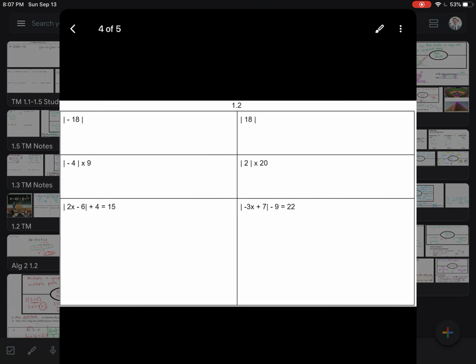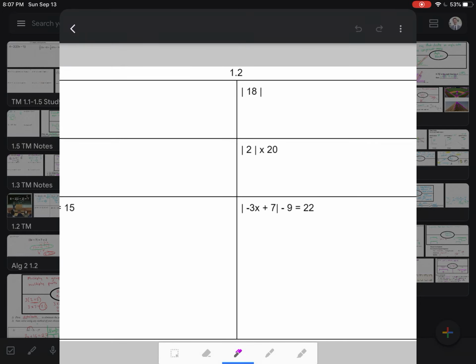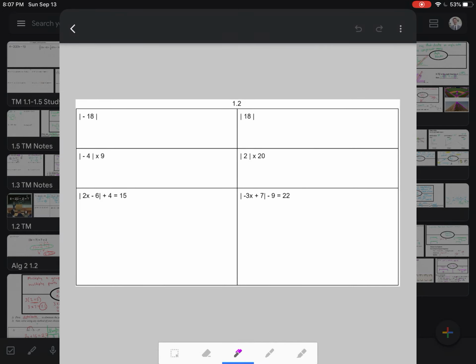Going on to 1.2, absolute value, some fun ones here. The absolute value is just our distance from 0, and that is expressed as a positive, always. So always, always, always positive. I can't spell from today.